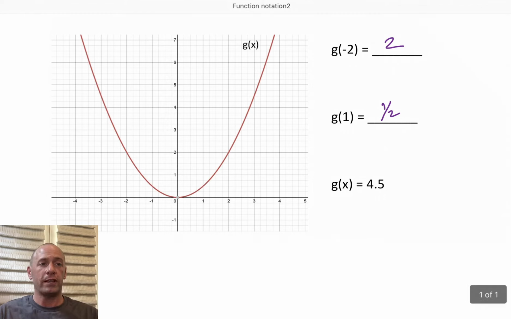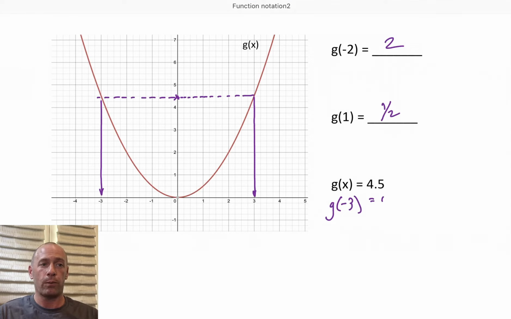The more interesting example here, what input gives you an output of 4.5? So we go up to our graph where y is 4.5, and we go left and we go right. And we see that it hits the graph twice, at -3 and +3. That means there are 2 inputs that lead to an output of 4.5. This is still a function because there is only one output for each input.